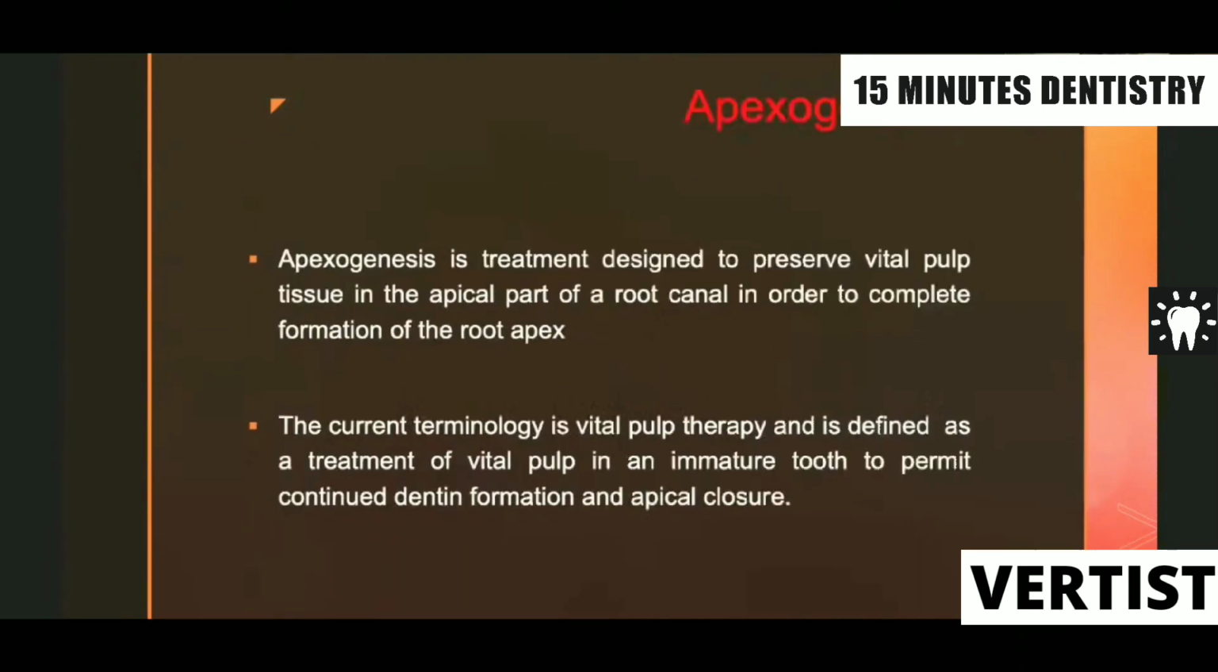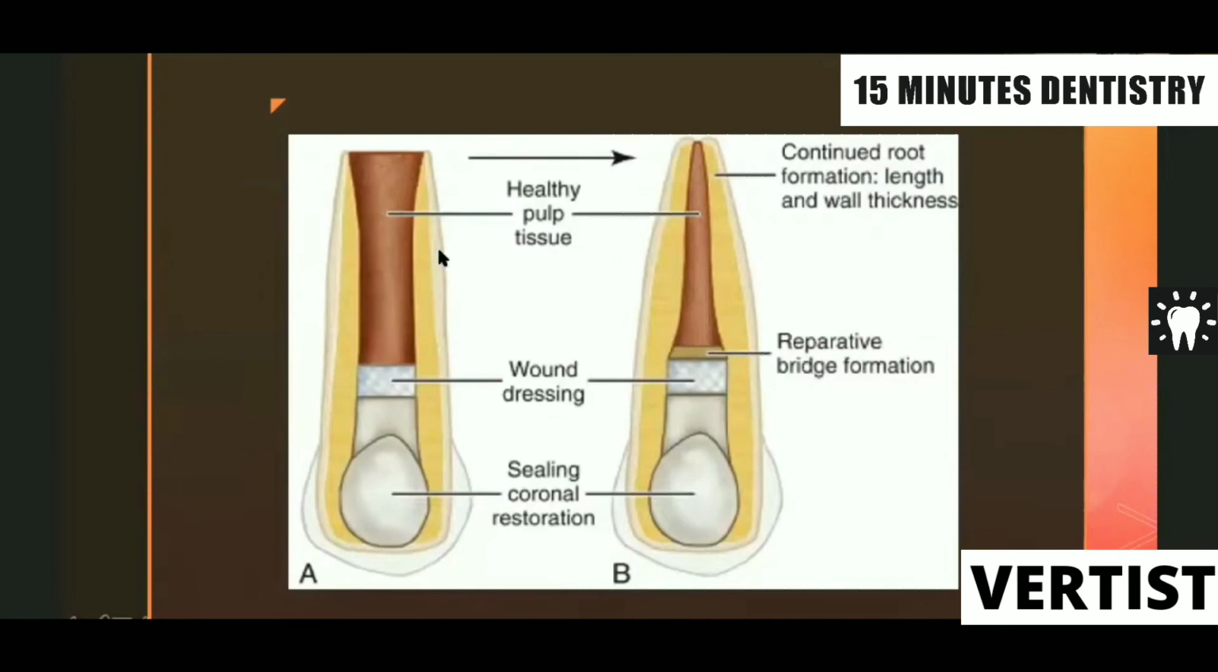A little bit about apexogenesis, a term defined to preserve vital pulp tissue in the apical part of a root canal in order to complete formation of the root apex. This terminology is vital pulp therapy and is defined as treatment of a vital pulp in an immature tooth to permit continued dentine formation and apical closure. Right? This is how you have a wide open apex. The tooth is vital. You can use calcium hydroxide or MTA and try and stimulate closure of the apex with this vital remaining pulp.